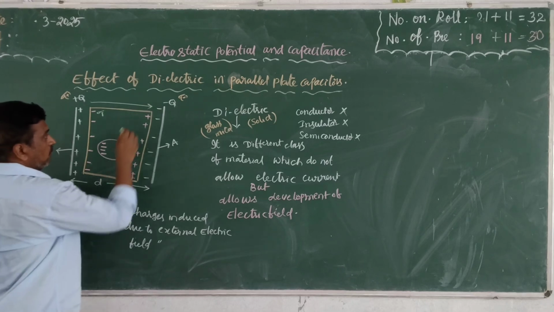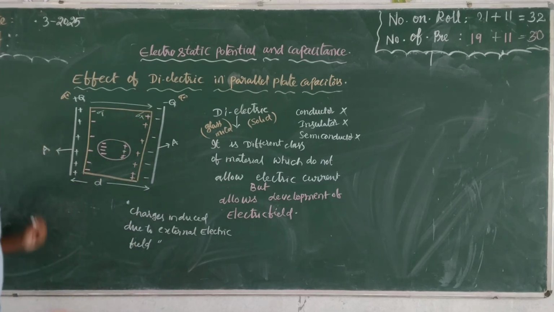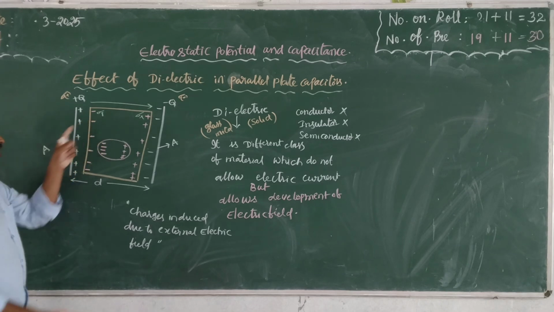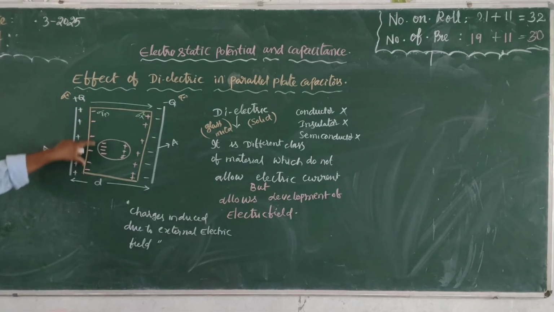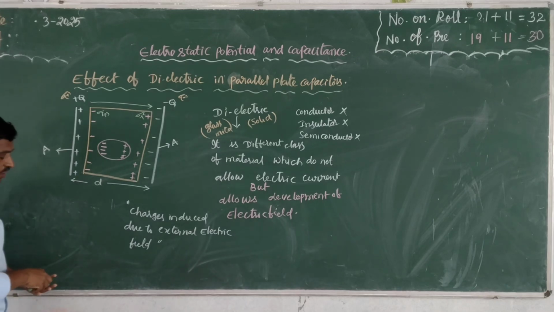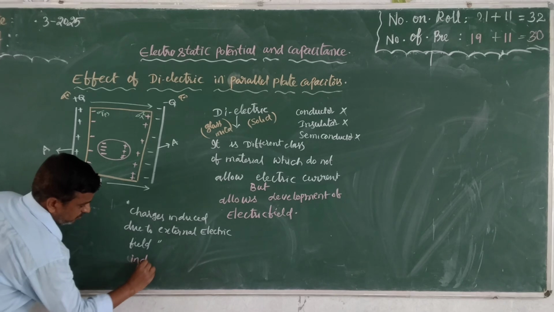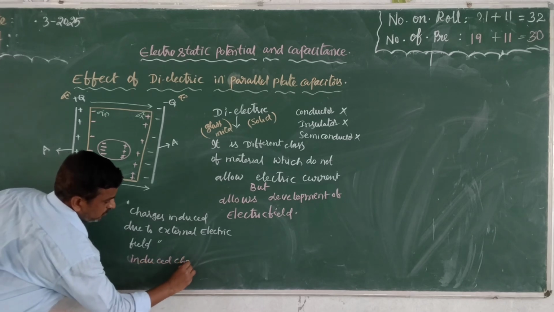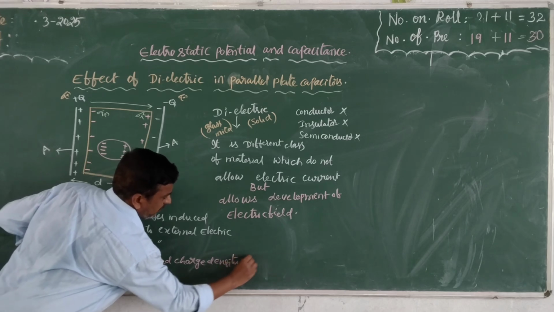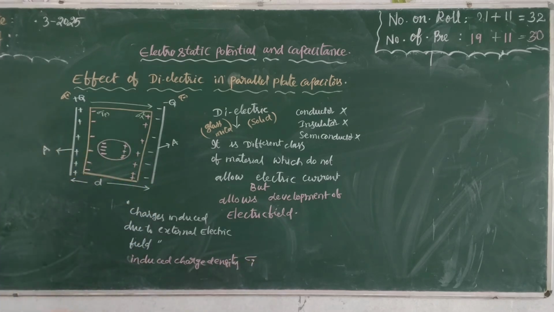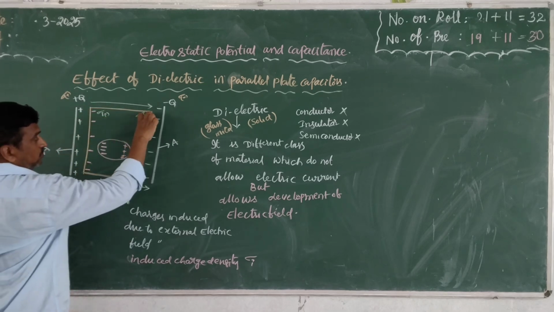It is the induced surface charge density, plus sigma I and minus sigma I. So we can write the induced charge density as sigma I. Here, there is a minus induced charge density on one face and a plus induced charge density on the other.